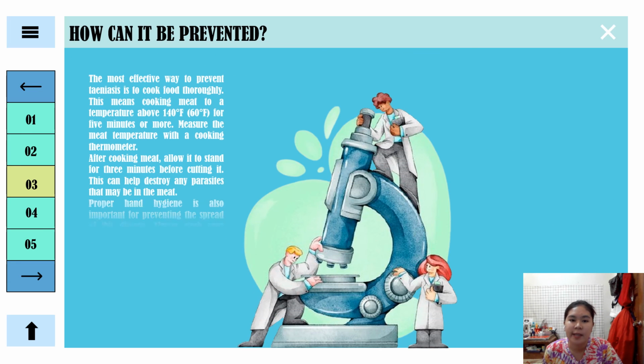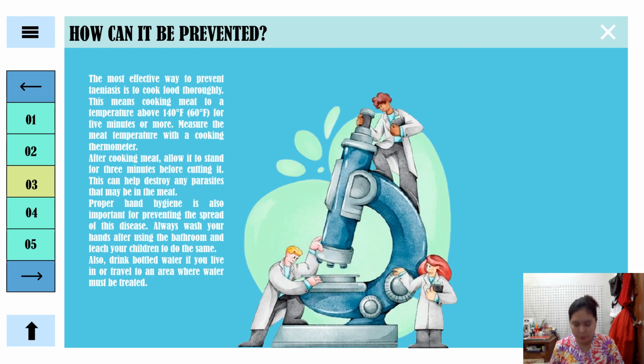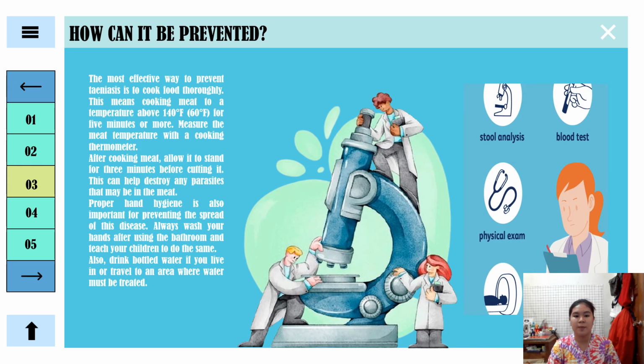So this is the last content of this presentation. So how can it be prevented? The most effective way to prevent the disease is to cook food thoroughly. This means cooking meat to a temperature above 140 degrees Fahrenheit for 5 minutes or more. Measure the meat temperature with a cooking thermometer. After cooking meat, allow it to stand for 3 minutes before cutting it. This can help destroy any parasites that may be in the meat.